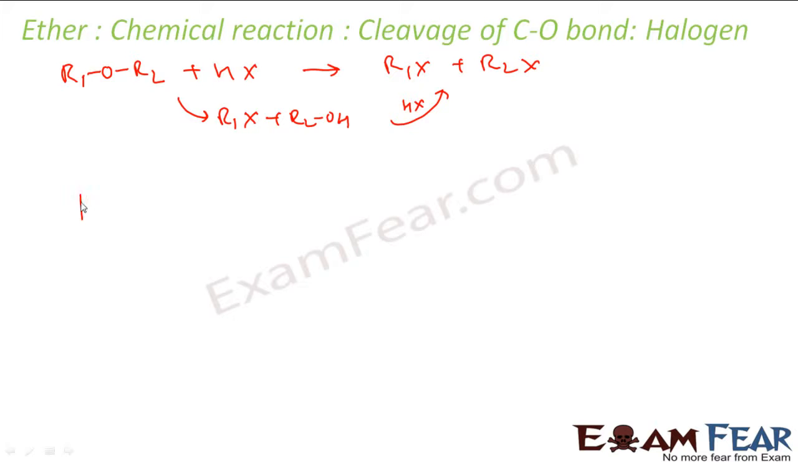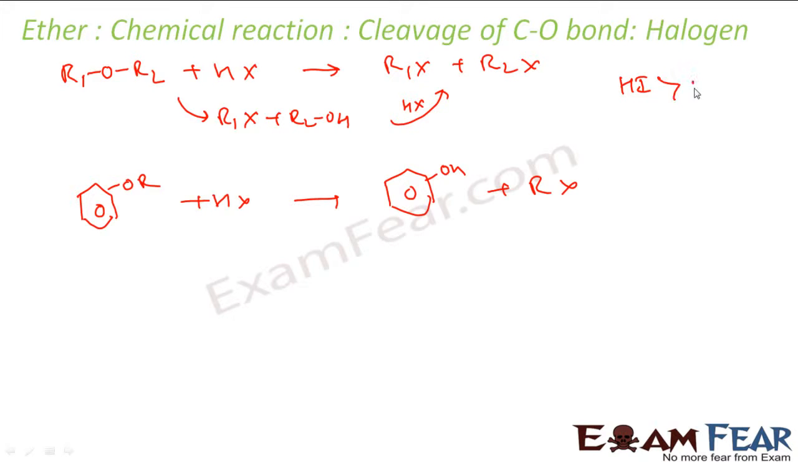Or if you see this compound, let's suppose this is OR. You add HX, you get OH. This is phenol and this is very stable, right? And you get RX. So order of reactivity of halogen, again same thing will repeat: HI, HBr, HCl. HI is most reactive. So this can be an SN1 or SN2 reaction based on various conditions, right? It can be SN1 or SN2 reaction.